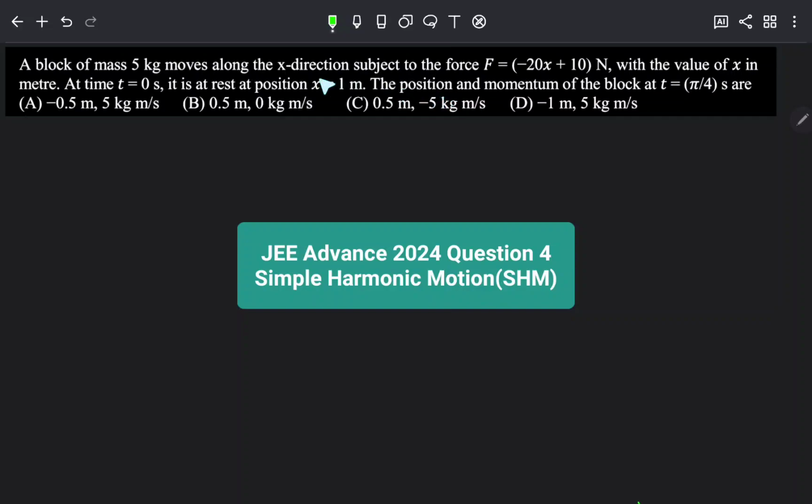It is at the rest position at x is equal to 1 meter. The position and momentum of the block at t is equal to pi by 4 seconds are.